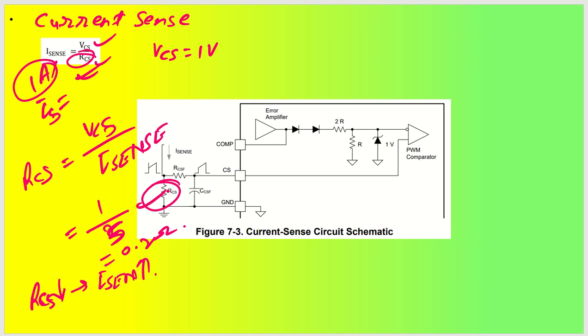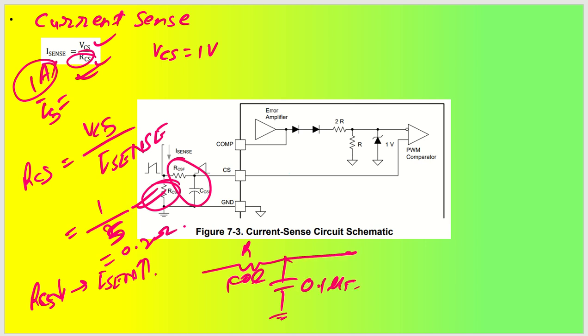Now this current sense resistor can be directly connected to the CS pin of the device. Otherwise what you can do is, you can have an RC filter. So this is my RC filter, which is going to be, let us say, my RCSF and CCSF. So that will be, let us say, 100 ohm and 0.1 microfarad, which is a general value that you can always use, and this is how you will be making it.